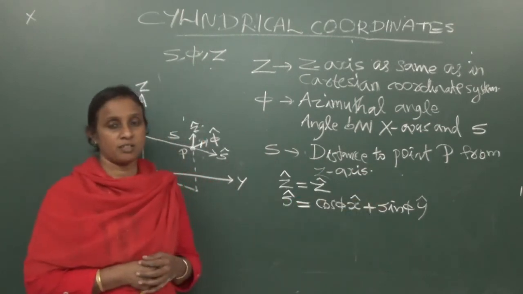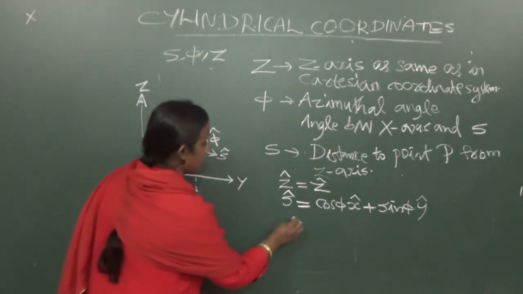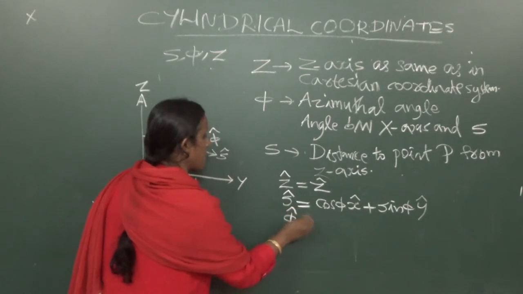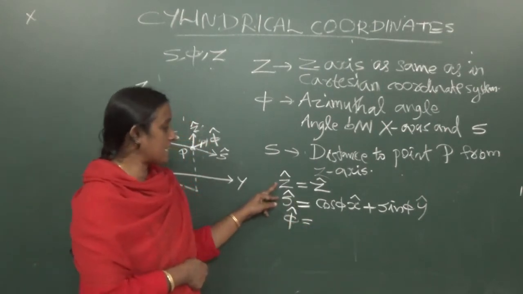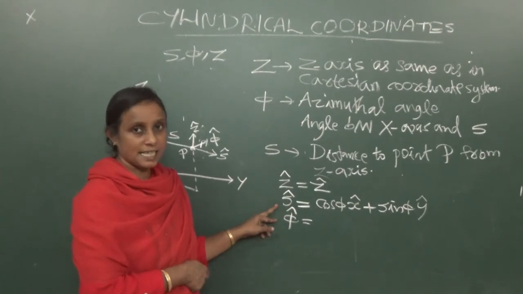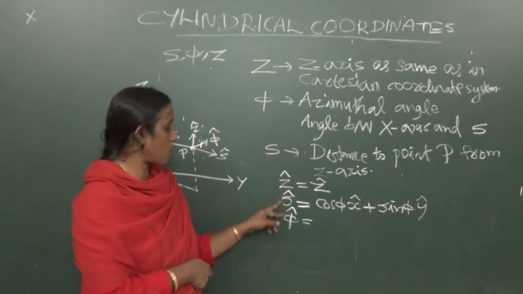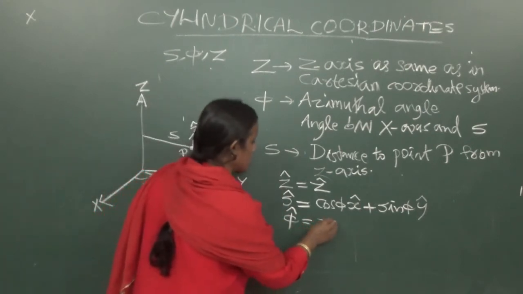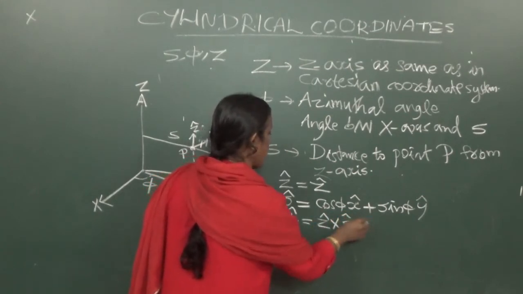Now we want to write phi cap. How can you write phi cap? Phi cap is given by Z cap cross S cap. The cross product of these two, Z cap cross S cap, gives you phi cap.